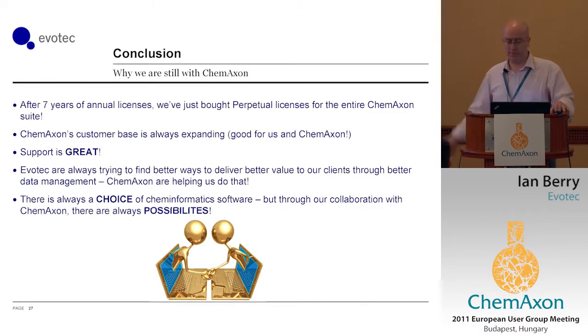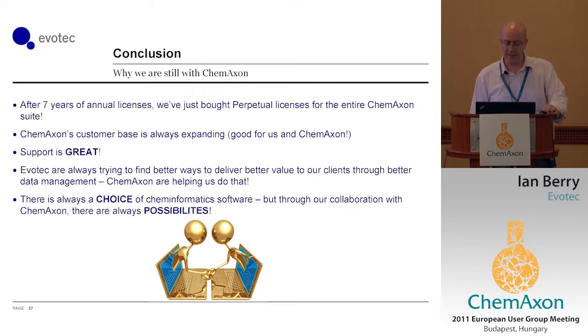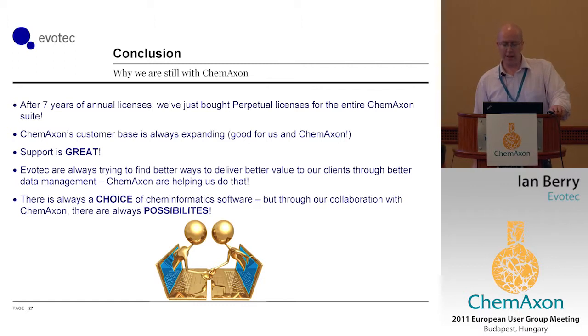So this is the concluding slide. After 7 years, we've been paying annual maintenance for the past 6 years, and this year we decided that we like ChemAxon stuff so much that we've decided to buy perpetual licenses for it, because we have faith in what it's going to do. The fact that the customer base is always expanding, it's nice to see people at GSK and everyone else buying into the ChemAxon stuff. It's good for us because it means there's more people to tell them what to do in terms of developments, but also good for ChemAxon because it means they'll grow some more.